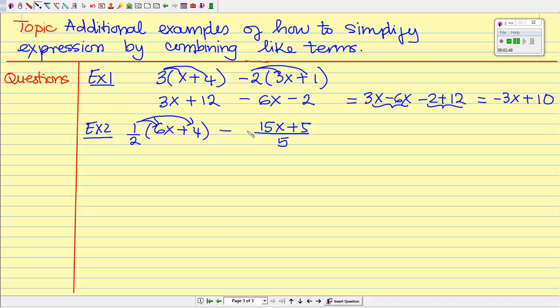Now here it's a little bit tricky. If you see nothing in front of your fraction, you can think this is negative 1. So you can think about it like this. So you can distribute again.